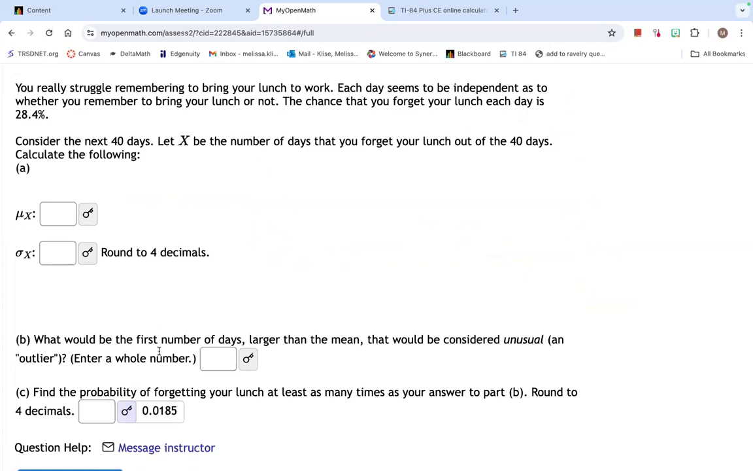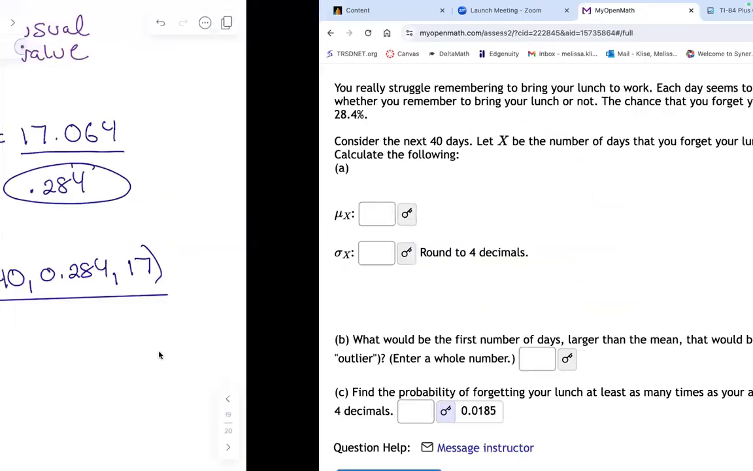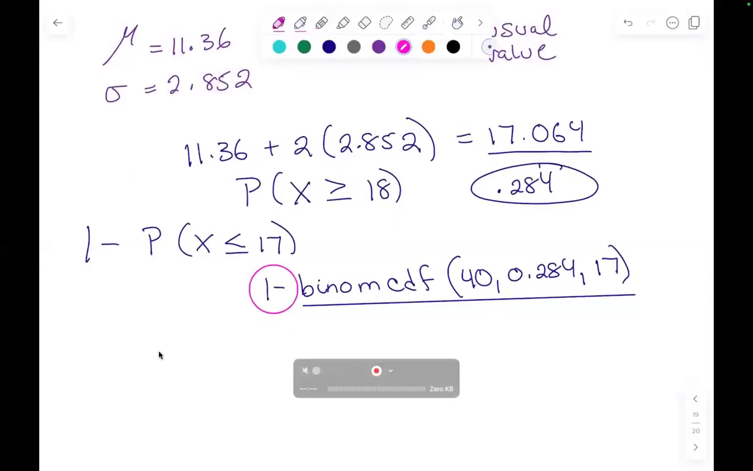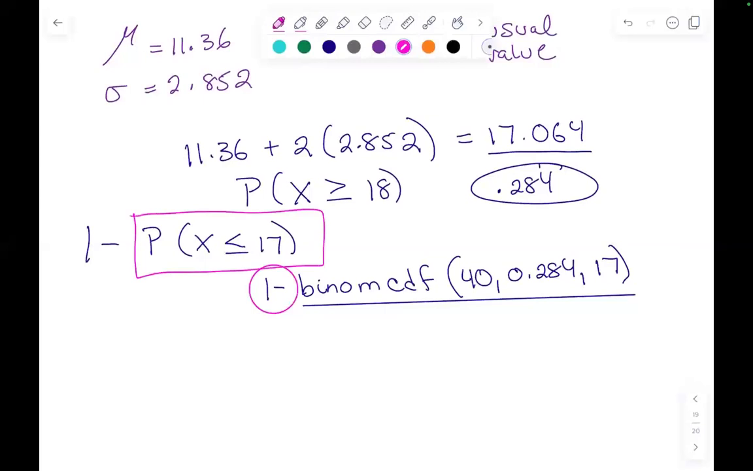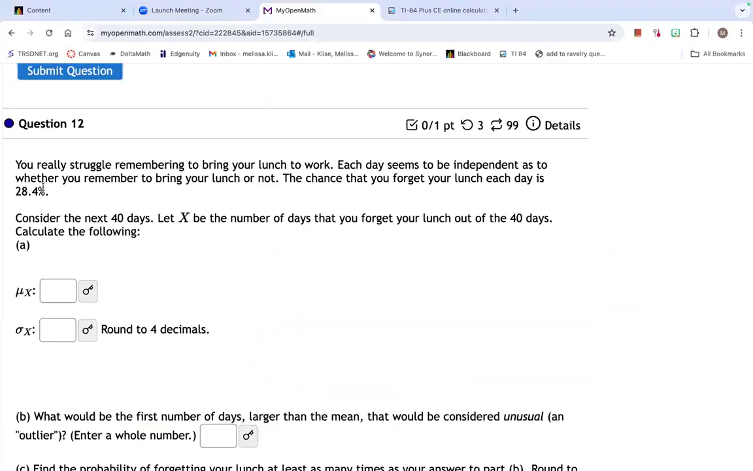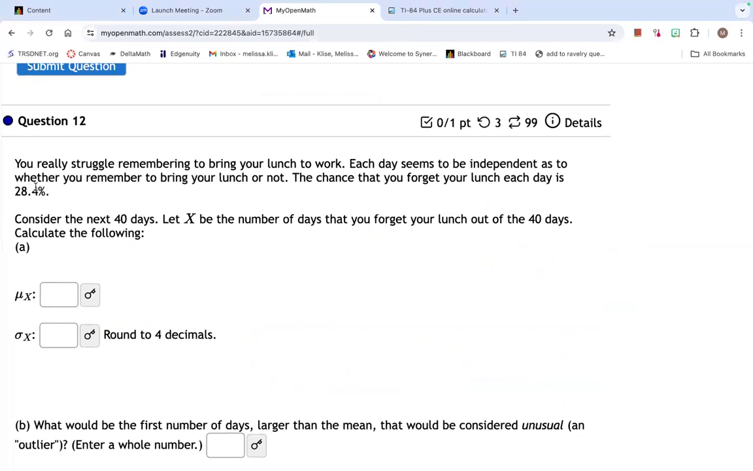The at most you don't have to do, because this one right here, without the 1 minus, would be the probability you forgot it at most 17 times. So it's 17 or fewer. So you wouldn't need the 1 minus because at most is less than or equal to. At least is greater than or equal to. That was given to me. The 0.284, it was given to me right here. That's my probability.